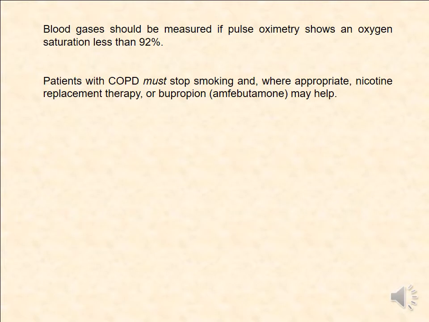The blood gases should be measured if pulse oximetry shows an oxygen saturation less than 92%. The normal saturation of oxygen is between 96 and 98. So if it is reduced from this normal, there is less oxygen within the blood. Patients with chronic obstructive pulmonary disease must stop smoking and, where appropriate, nicotine replacement therapy or varenicline may help.